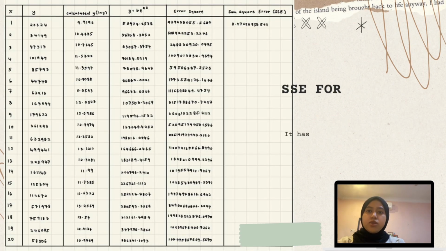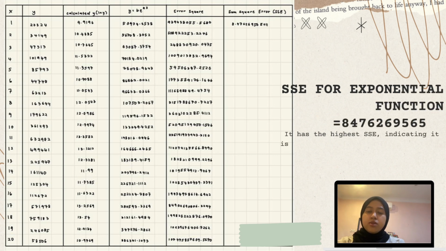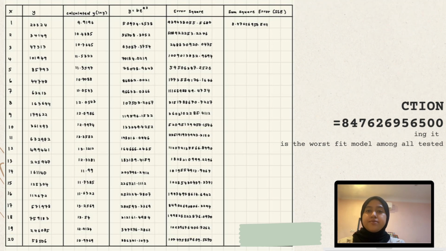And the last one we chose is the exponential function, y equals b times e to the power of ax. The SSE we got is 8,476,269,565,00. The exponential model assumes continuous growth, which overestimates values during declining periods in the dataset. This mismatch leads to the highest SSE, making it the worst fit among the models evaluated.